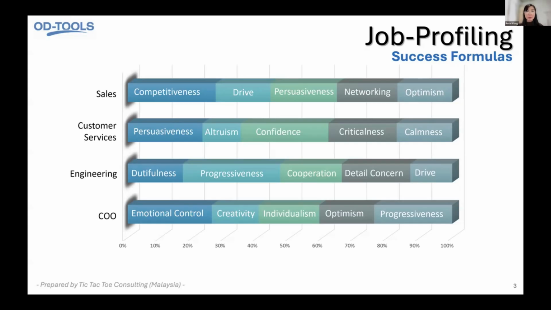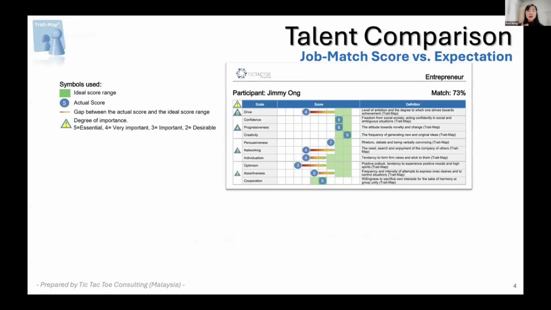So I have some examples here. You will see I have a sales role, a customer service role, engineering, and COO. These are some examples of the traits that we use as success formulas in the recruitment process or talent comparisons. Then further, we use the job profiling criteria, or the traits that we selected, and apply them to our talent comparisons.